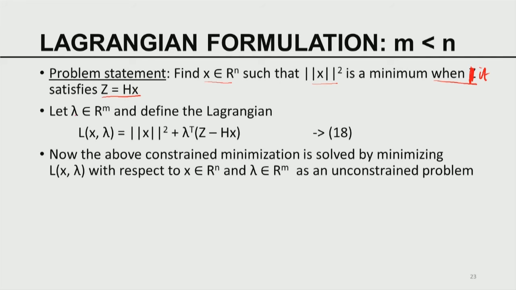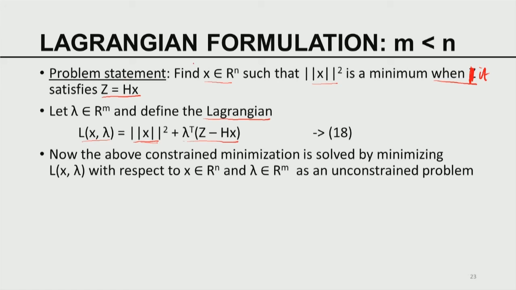So let lambda be an m-vector. Define the Lagrangian. The Lagrangian L(x, lambda) is given by f, the function to be minimized, plus lambda times the constraint. We are following the same formulation that we described in the module on optimization. So equation 18 becomes a Lagrangian. There are two independent variables, x and lambda.